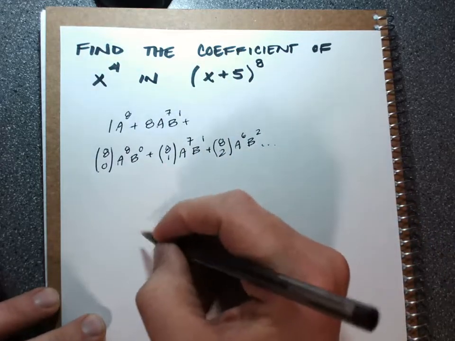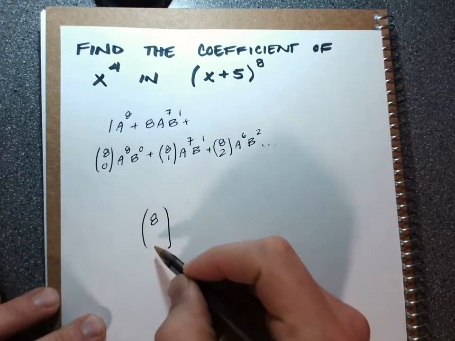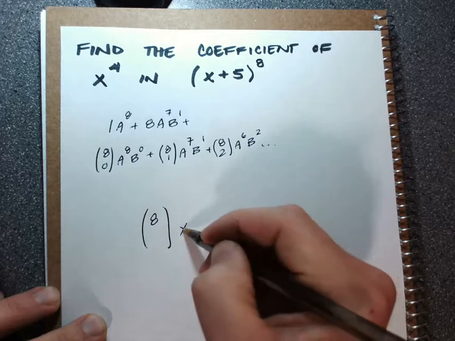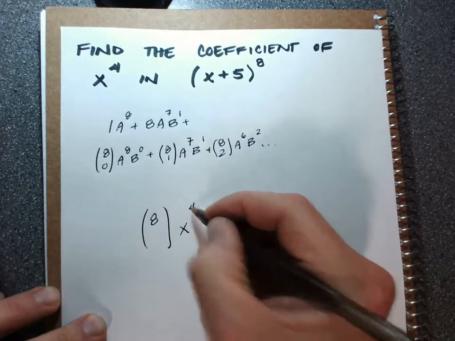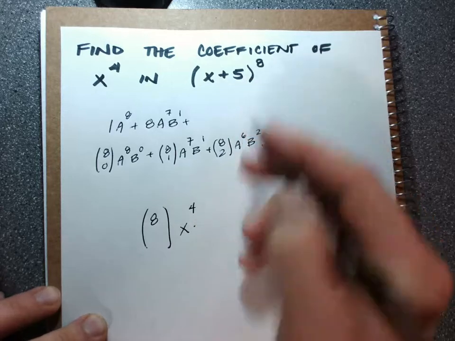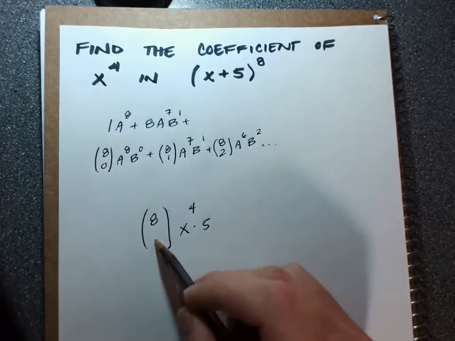So it's going to be 8 choose something. Don't exactly know what that is off the top of my head. But then the a, which is x, is going to be to the fourth power. And then the b, which in the problem is 5, is to some other power that's right here.